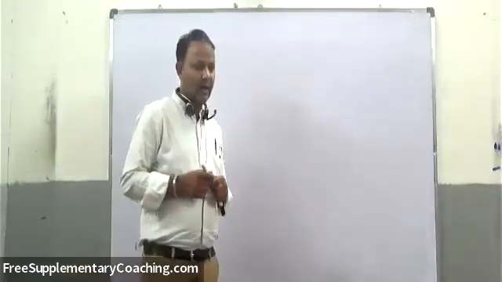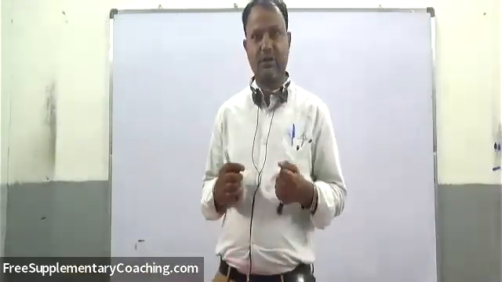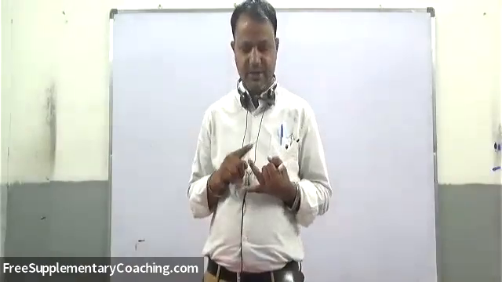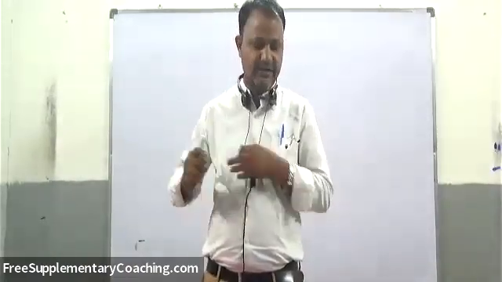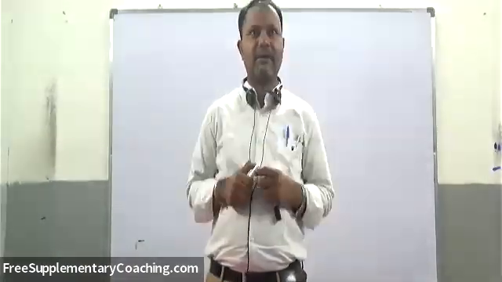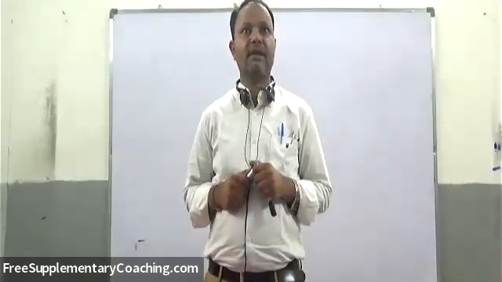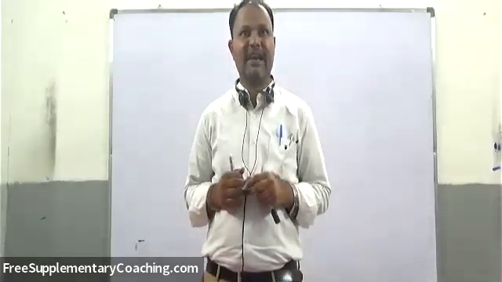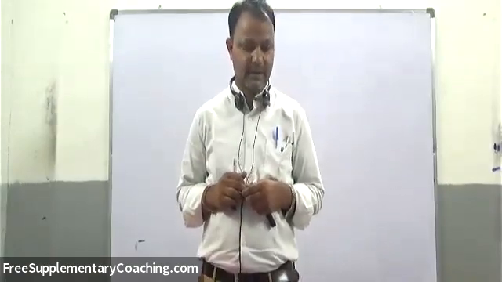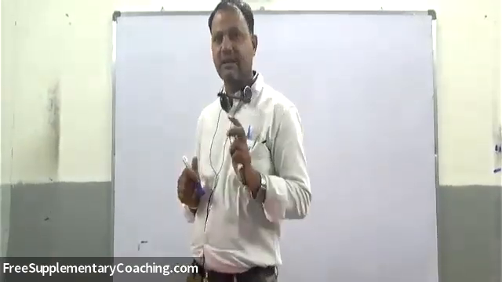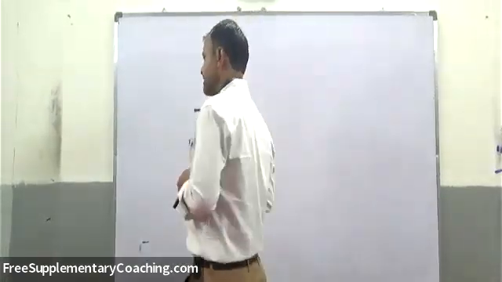In this chapter, nucleosome is important, genetic code is important, lac operon is important, Griffith experiment is important, and DNA replication, semi-conservative, experimentally proved by Meselson and Stahl. These are the important ones. Now what do we discuss?